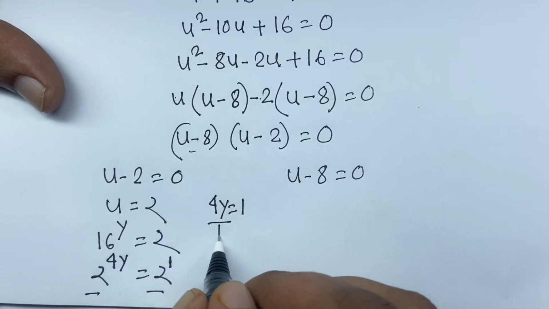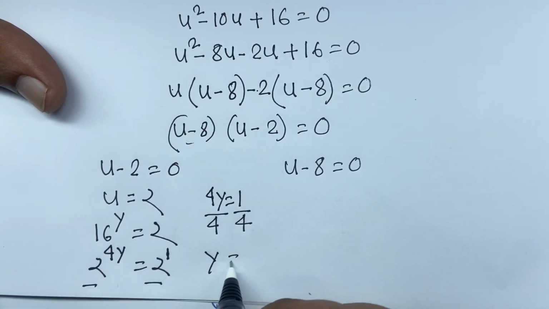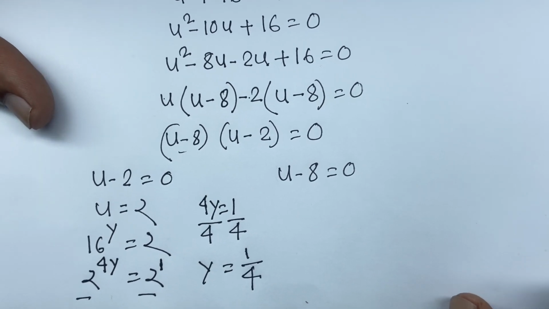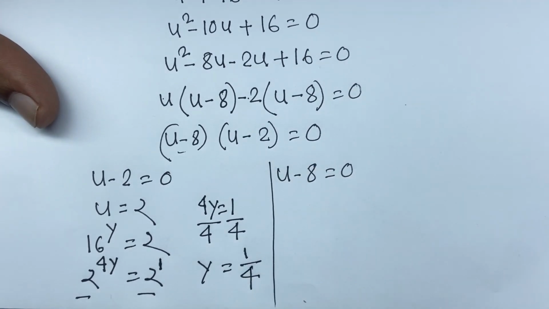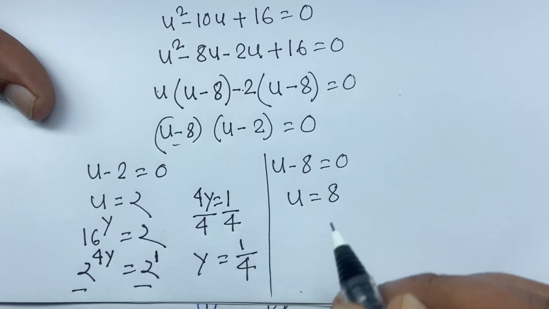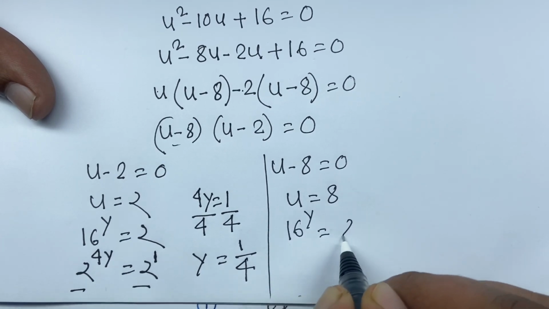Then if I divide by 4, this time I can say y is equal to 1 over 4. So we'll find out the value of y is equal to 1 over 4 in the first case, and in the other case we'll find out u is equal to 8. So u, it will be 16 power y is equal to 8.